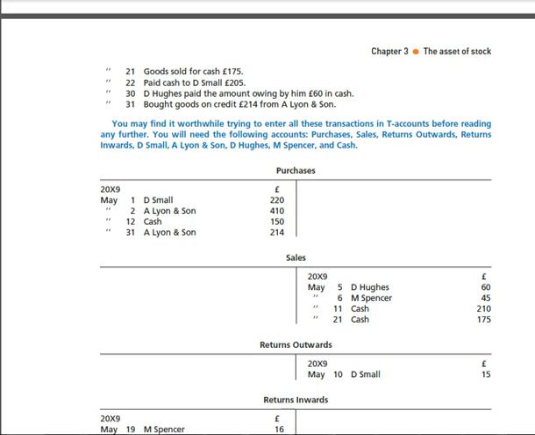Goods sold for cash, again, it's a simple entry. We'll look at the two effects, sales and cash. Sales is always credited, and cash, because it's a sale, cash is coming in, so cash would be debited.